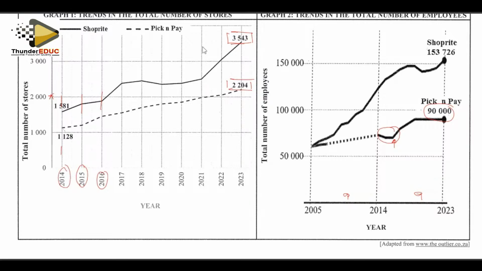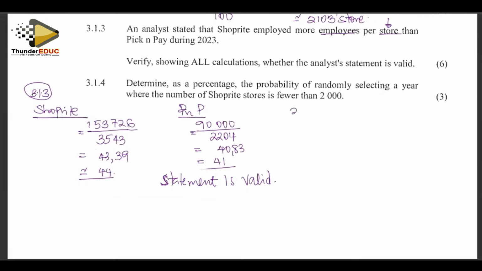So out of how many years? Out of 1, 2, 3, 4, 5, 6, 7, 8, 9, 10. So out of the 10 years, we have 3 out of 10. But they said as a percentage, multiply by that. So the answer became 30%. I'm looking at question number 3.1.4. As a percentage, randomly selecting. So we've seen there are 3 years out of 10, multiply by 100. The answer became 30%.